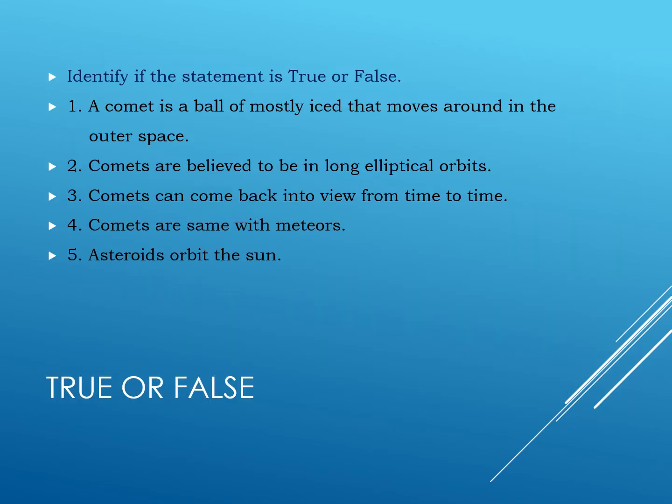So let's have a short evaluation of the lesson, and you can answer in true or false. Identify if the statement is true or false. The first statement: a comet is a ball of mostly ice that moves around in outer space. Second, comets are believed to be in long elliptical orbits. Third, comets can come back into view from time to time. Fourth, comets are the same as meteors. And fifth, asteroids orbit the Sun.